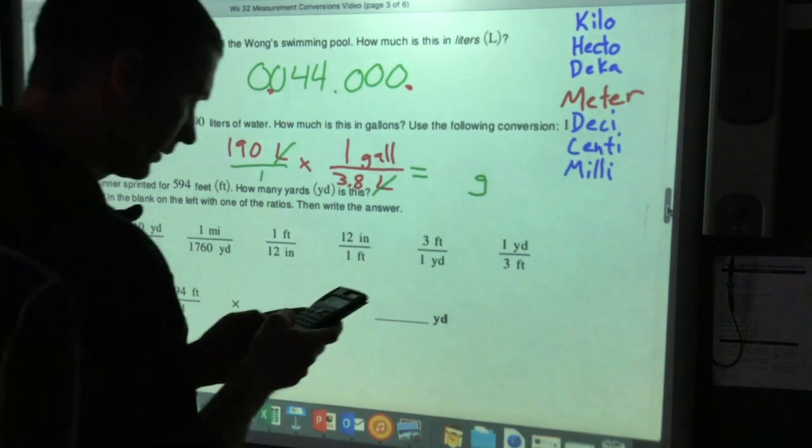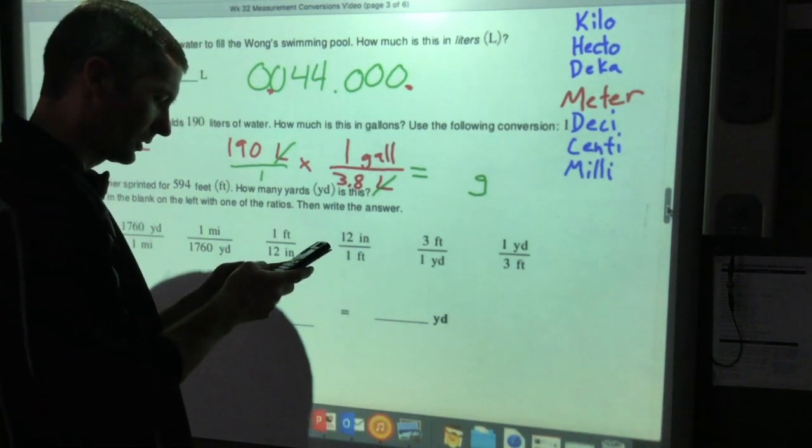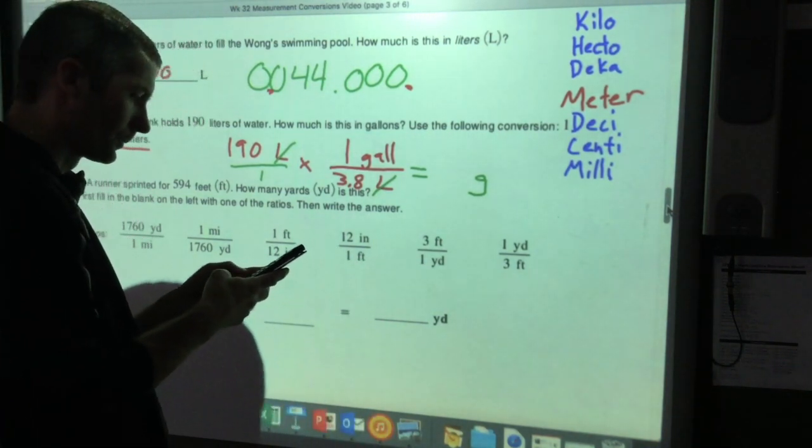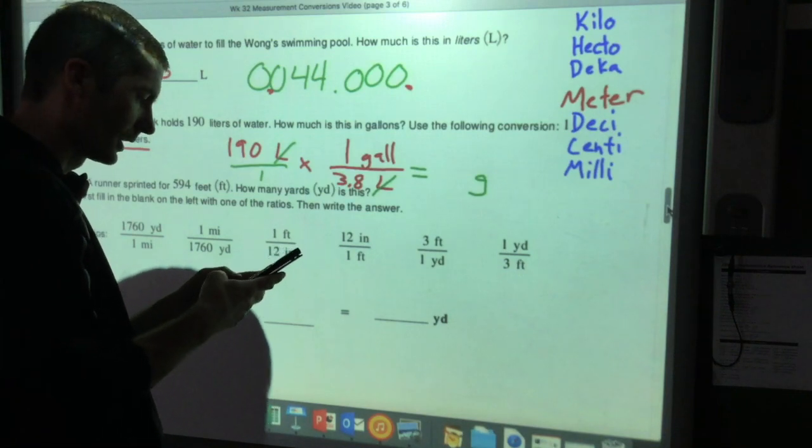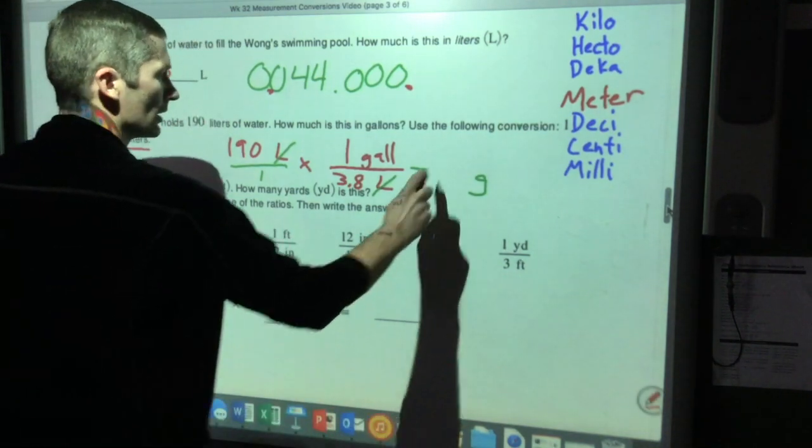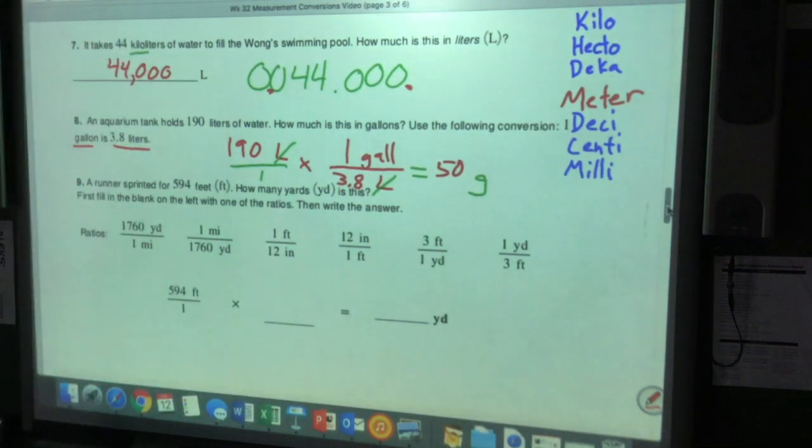I think it's gonna be 75. No, it's not. 50. 50 gallons. Makes sense.